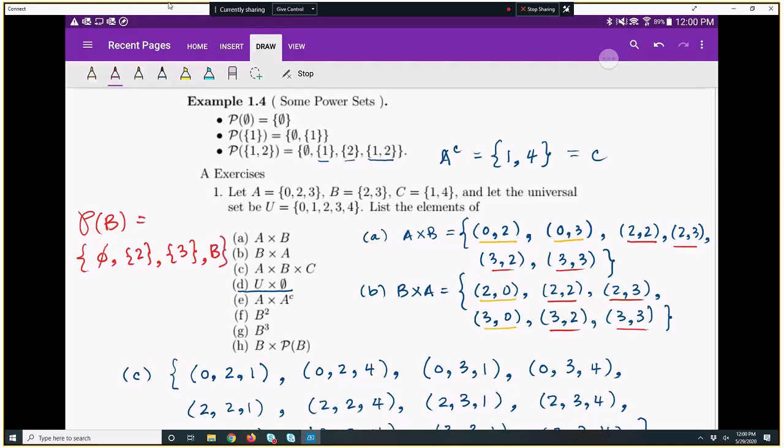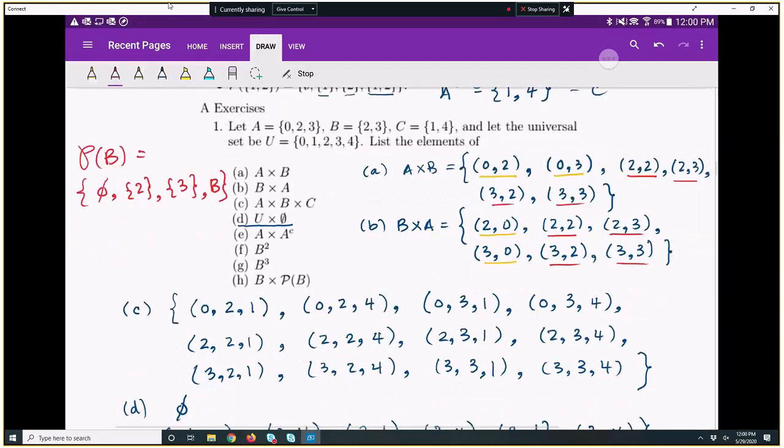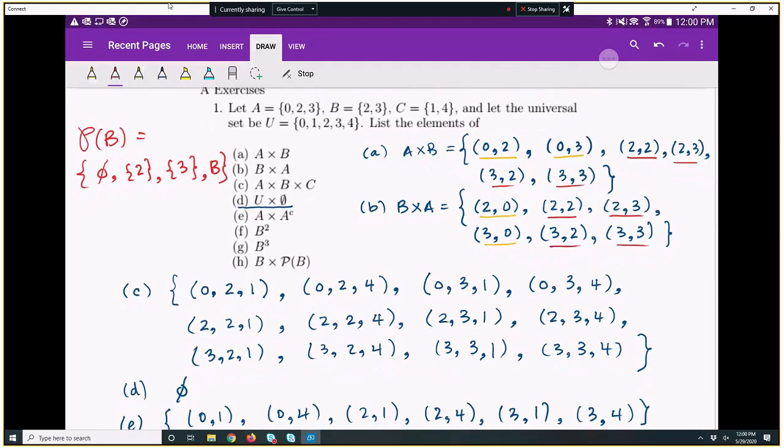Instead of B, I could have written the set 2, 3. But you'll notice here that the elements of my power set, again, they're no longer just the numbers 2 and 3. They are the sets singleton 2 and singleton 3.